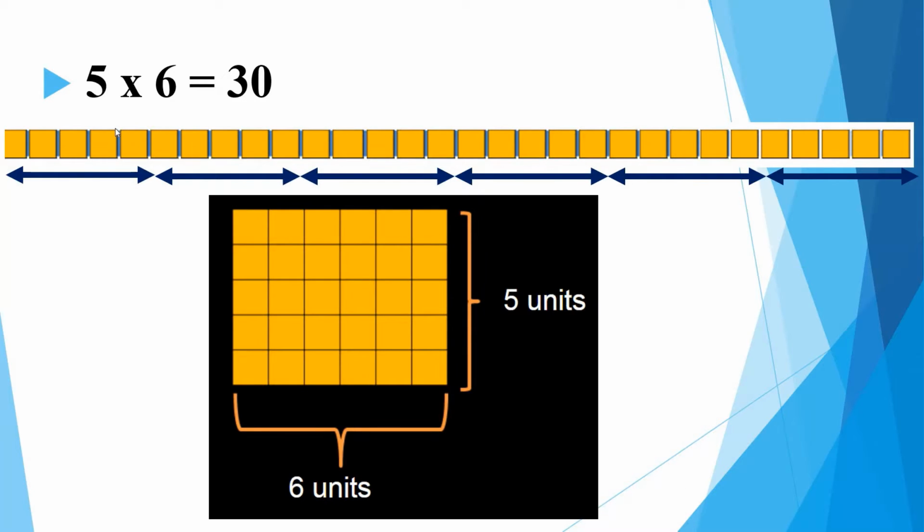In the fourth arrangement, all 30 small squares are arranged in 5 rows as 6 squares in each row. The length of the rectangle obtained is 6 units and the corresponding breadth is 5 units. So we can write 5 times 6 is equal to 30.